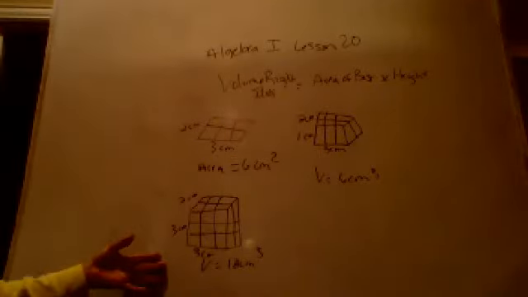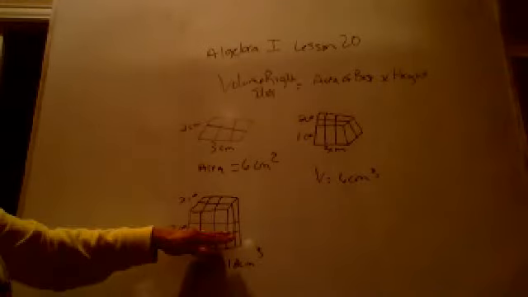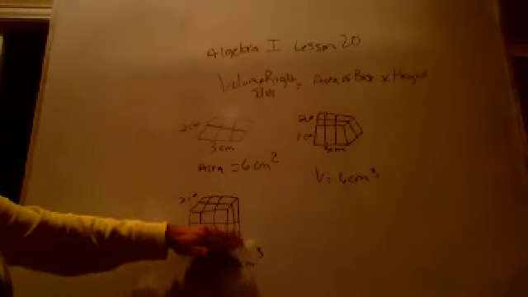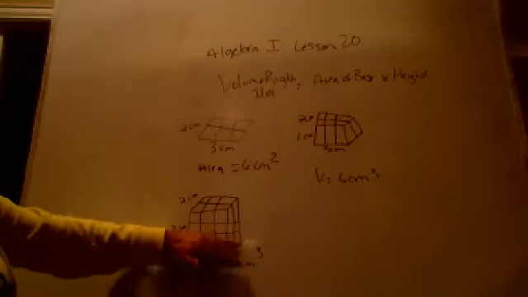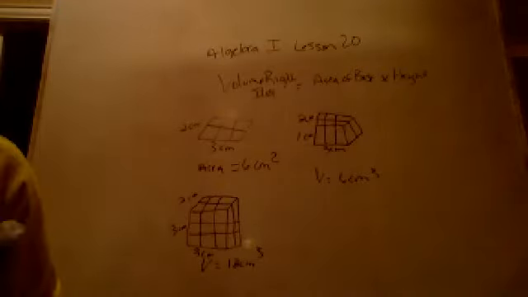Let's look at this one. We've got 3 here in the front and 3 behind it, so there's 6 cubes. So each layer has 6, and there's 3 layers. 6 plus 6 plus 6 is 18, or 6 times 3, which gives us a volume of 18 cubic centimeters.